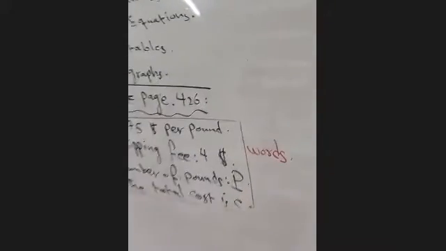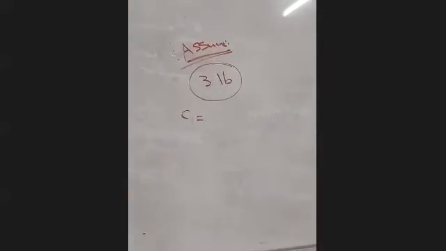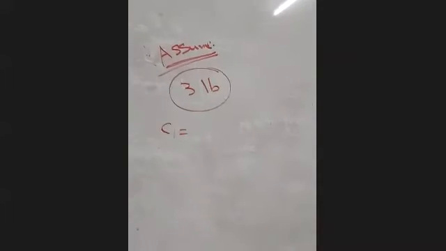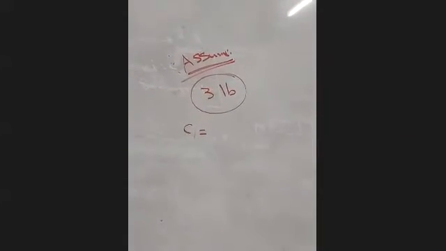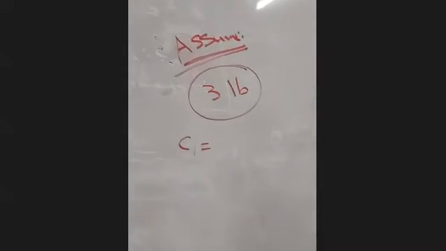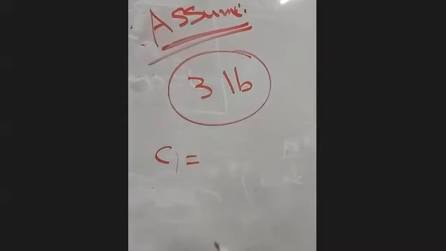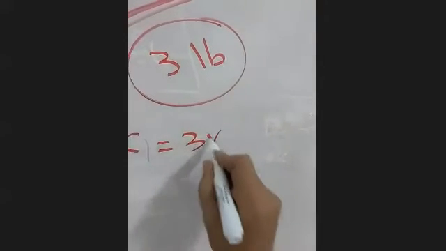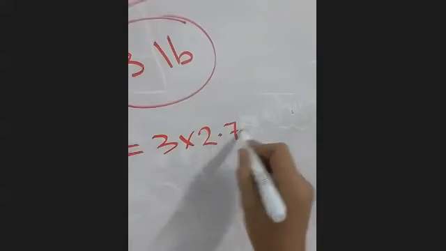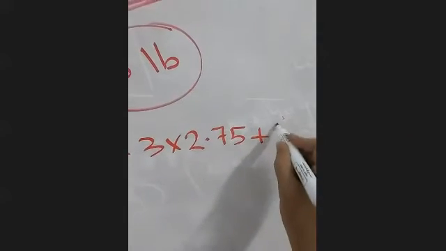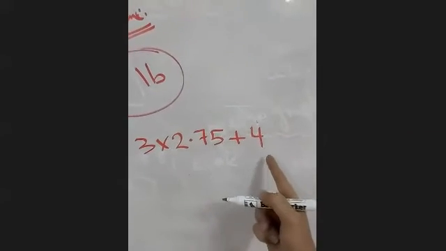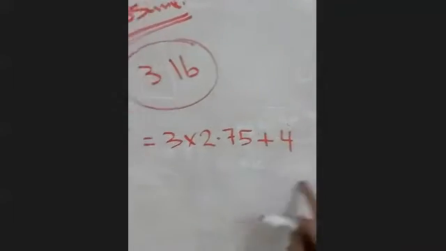Sorry, guys. So, who can tell me what's the total cost if I want to buy 3 pounds from this store? Tell me, Abdul Hamid, what is the cost? We will make 3 multiplied by 2.75 plus 4. Exactly. 3 multiplied by 2.75 plus what? 4. $4, which is the shipping fee.